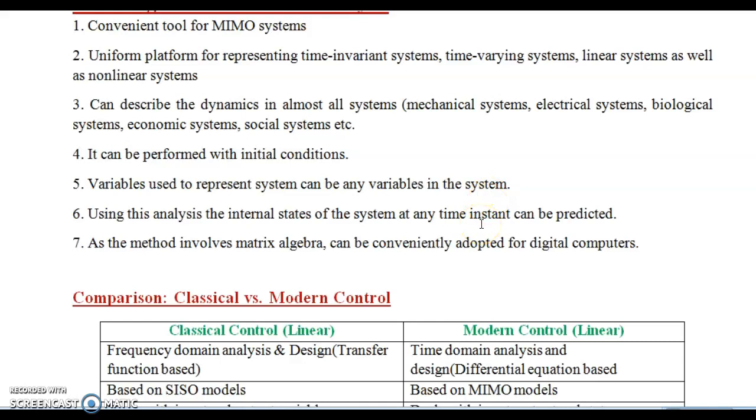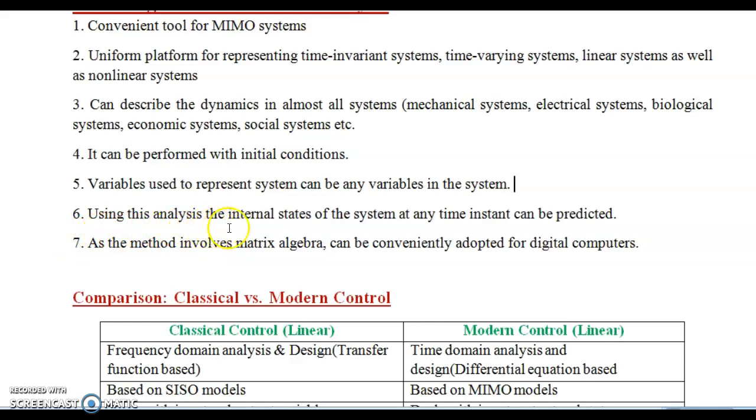Don't get confused: state variables are nothing but, say, the voltage and current in your system, right? Voltage is one variable, current is a second variable, input is one variable, output is another variable. These are what we are giving names to. Current is the first variable, voltage is the second variable, input is the third variable, output is the fourth variable. These are our variables. So here we can use any type of variables.